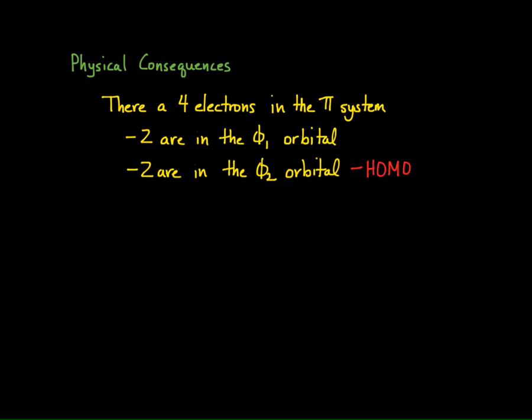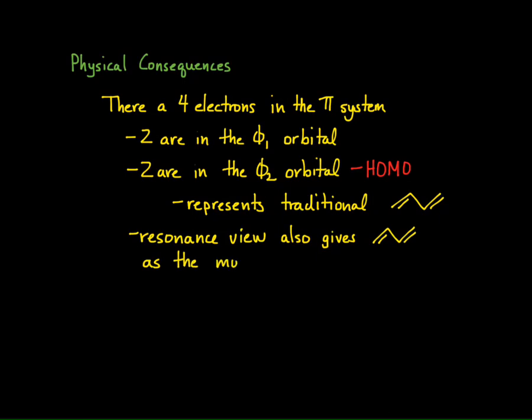These are the electrons involved in interacting with other substrates, namely electrophiles. So this represents the traditional view of a double bond, single bond, double bond, right? Because you have that node, the psi2 orbital has the node in between C2 and C3. We also saw that the resonance view gives the same picture as the most stable resonance structure.